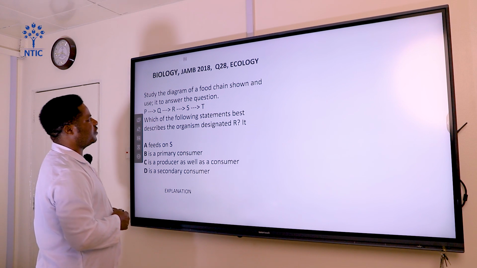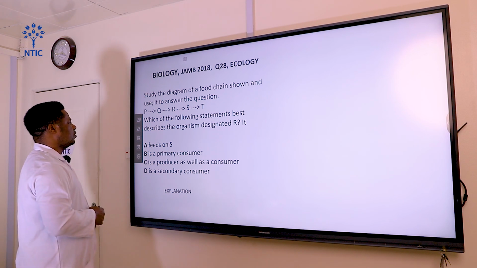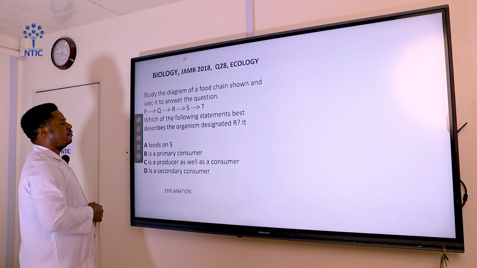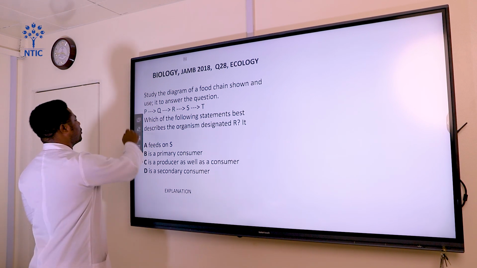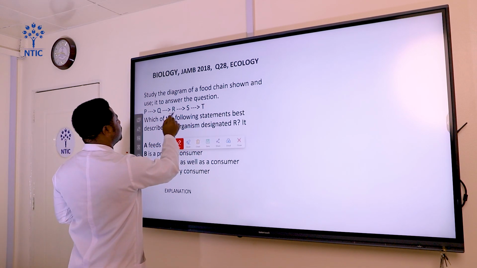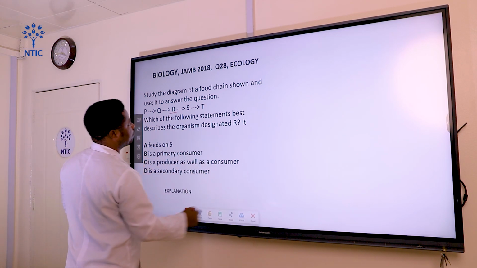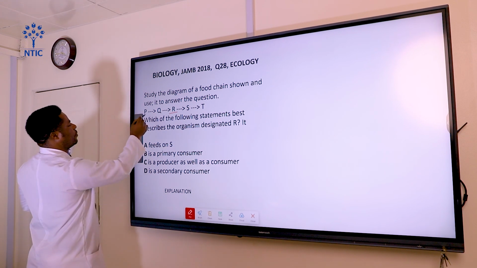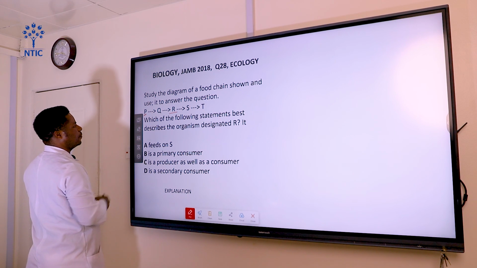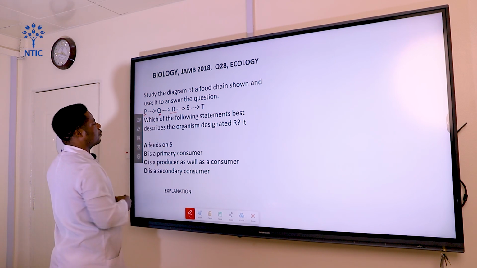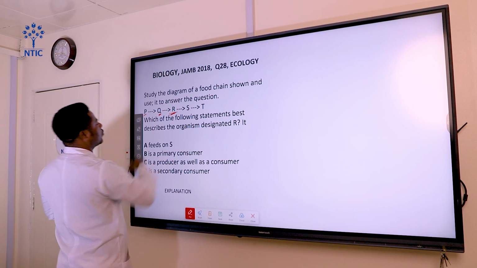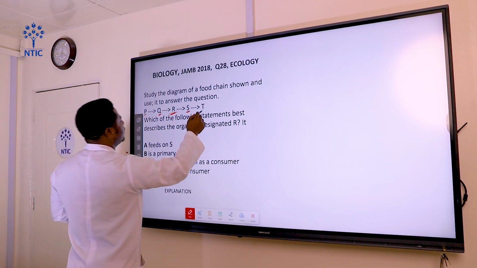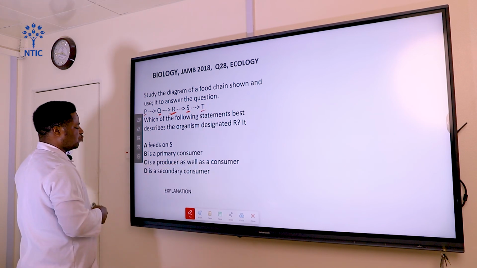Study the diagram of a food chain shown and use it to answer the question, just as we have said before. Which of the following statements best describes the organism designated R? Which organism does R here represent? Now we said, of course, this is a primary producer, this is a primary consumer, this is a secondary consumer, this is a tertiary consumer, and this is a quaternary consumer.